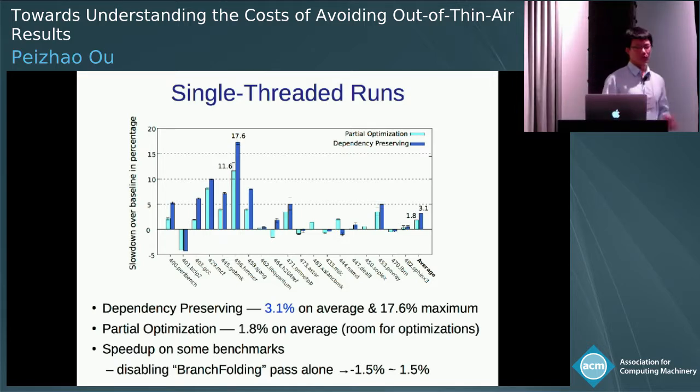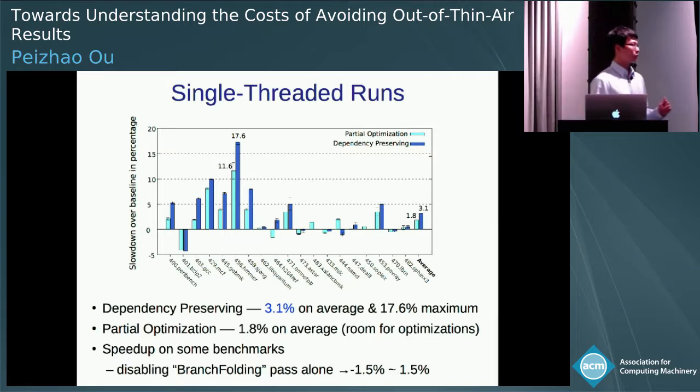And the graph here shows the results. The x-axis represents different benchmarks, and the y-axis represents the slowdown over baseline in percentage. So lower is better. The bars in dark blue represent the results for our dependency preserving compiler, and the bars in light blue represent the partial optimization configuration.